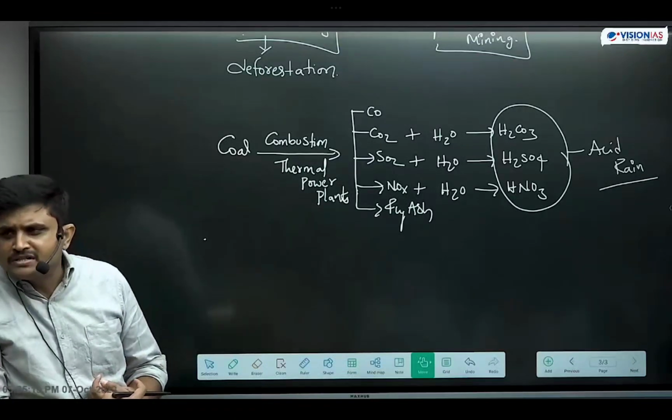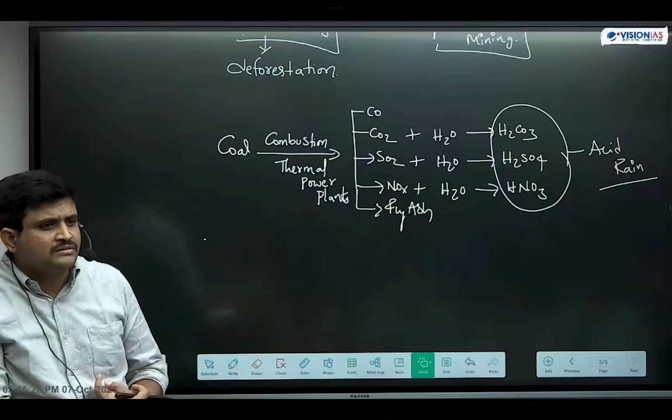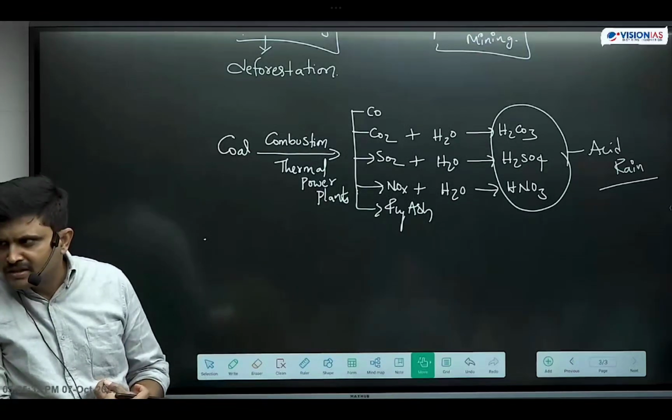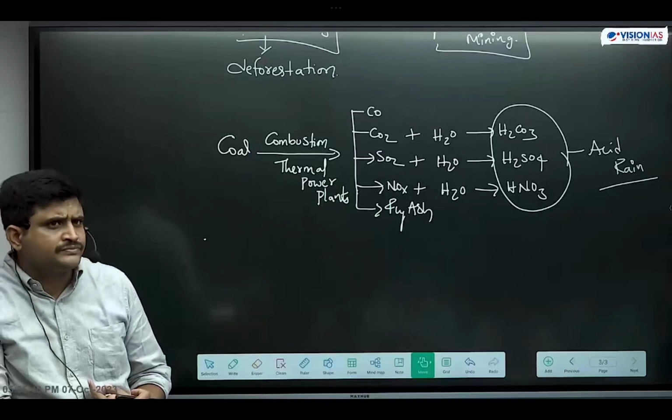Now, complete combustion of any substance results in release of carbon dioxide. Incomplete combustion of any substance results in carbon monoxide. Carbon monoxide is an air pollutant. Carbon dioxide is a greenhouse gas. Never ever was it mentioned that carbon dioxide is an air pollutant. Got it, students?